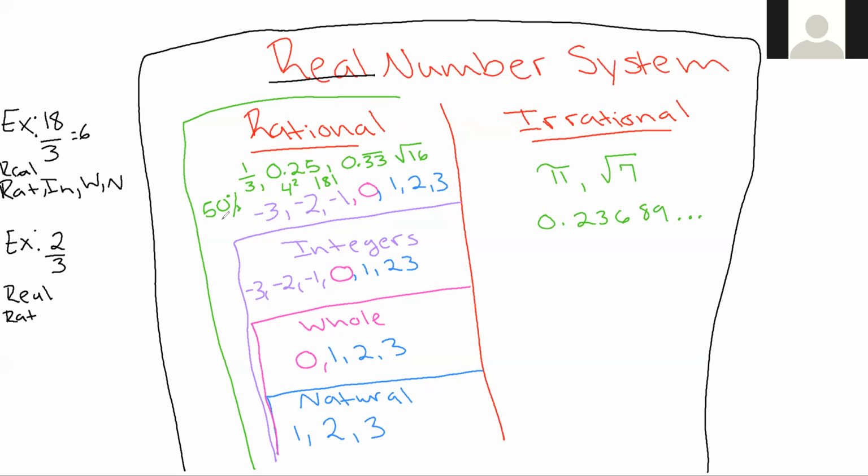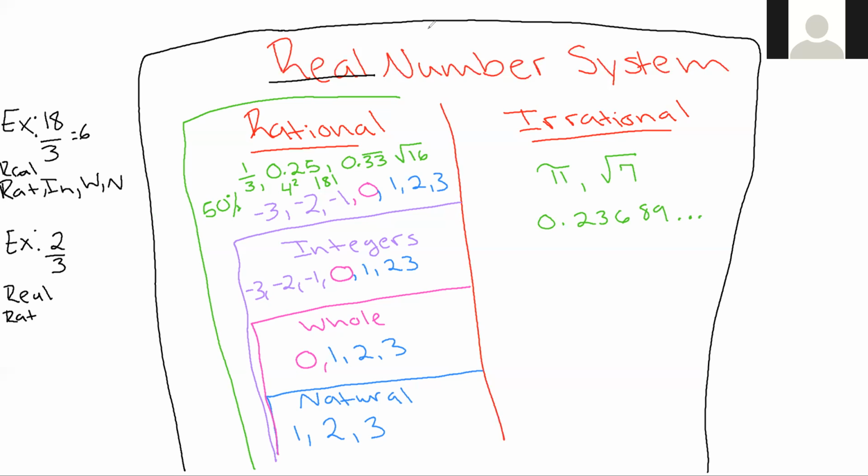From that point, I want to check my other categories, my other subsets. So 2/3 is not in the integer category. It's not in the whole number category. And it's not in the natural category. Therefore, 2/3 is just real and rational.